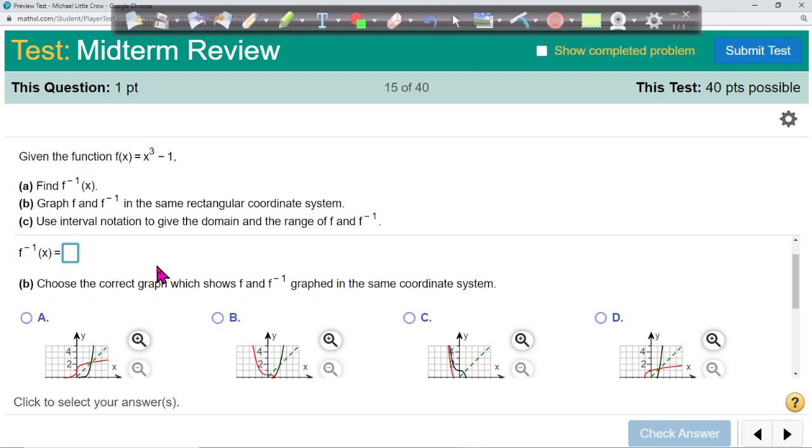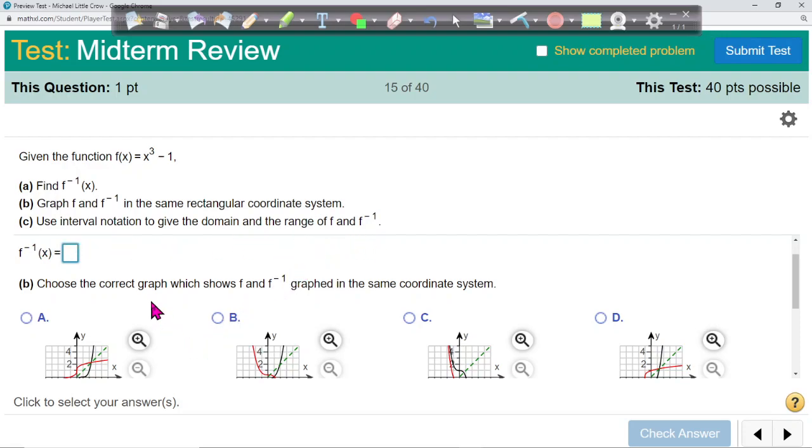So we're given a function, and now we want to find its inverse. So that's f to the minus 1. We want to find the inverse function, and we'll show you how you do that. Then we're going to graph it, and then we'll talk about its domain.